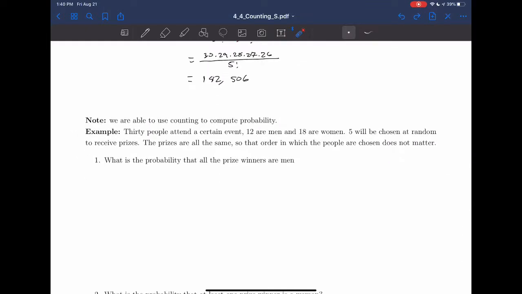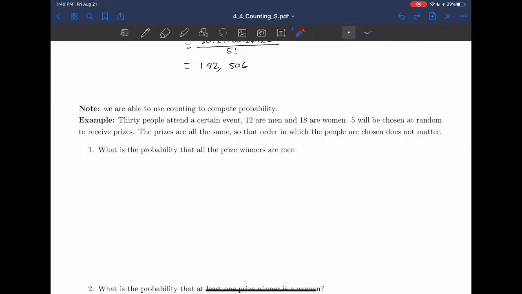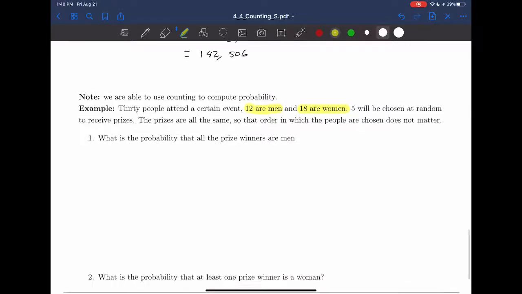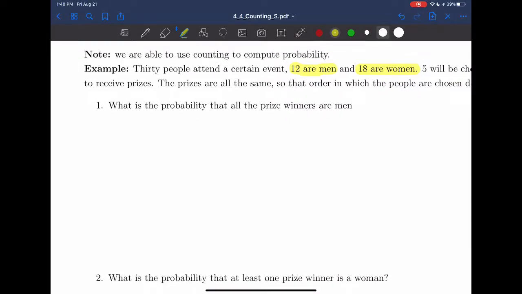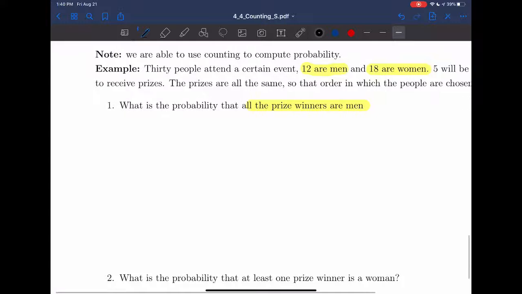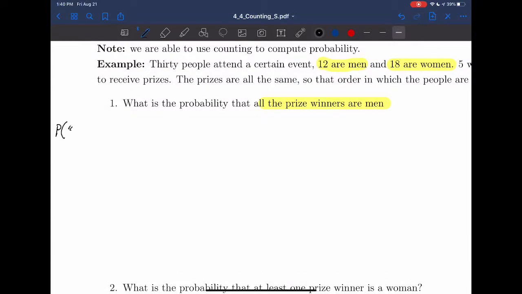So consider the same problem, but with some additional information. Now we know there are 12 men and 18 women in this event or this party. And again, we're choosing 5 random people to win a prize, so order doesn't matter. We want to find the probability that all the prize winners are men. So in other words, the probability of all the winners are men.